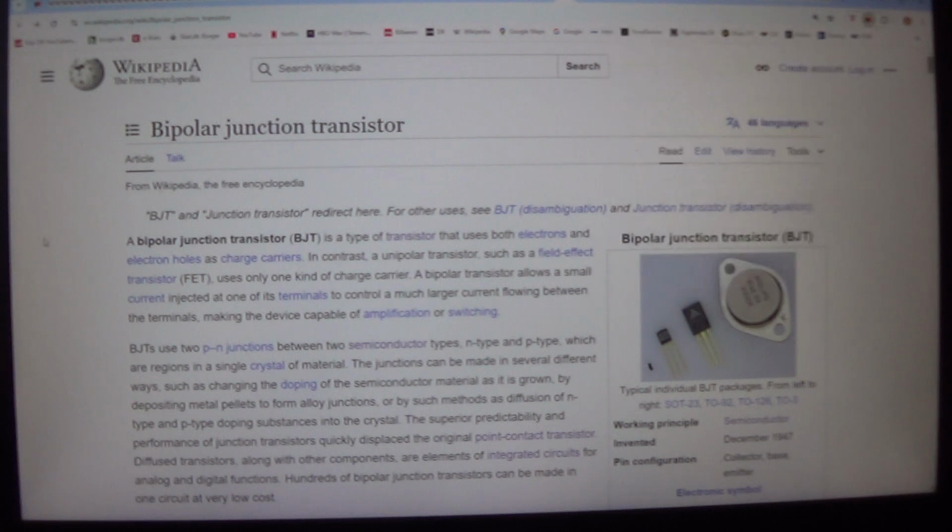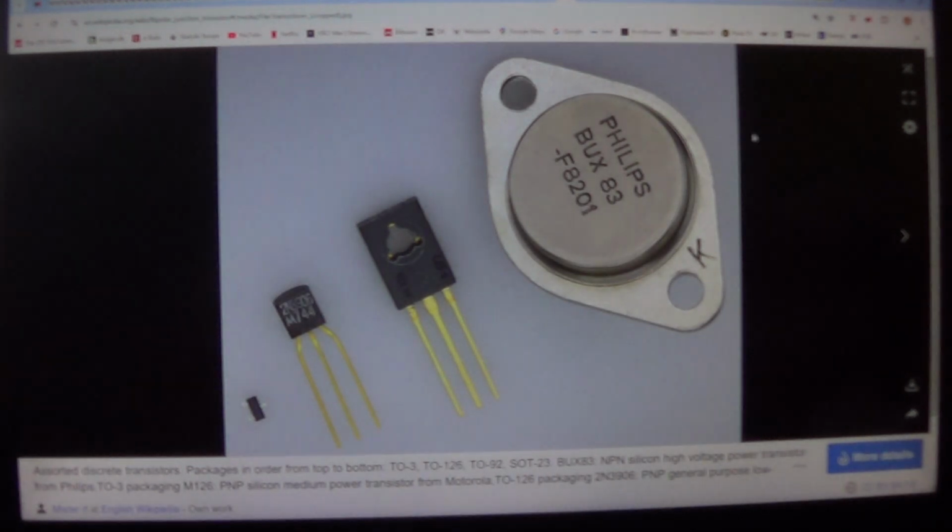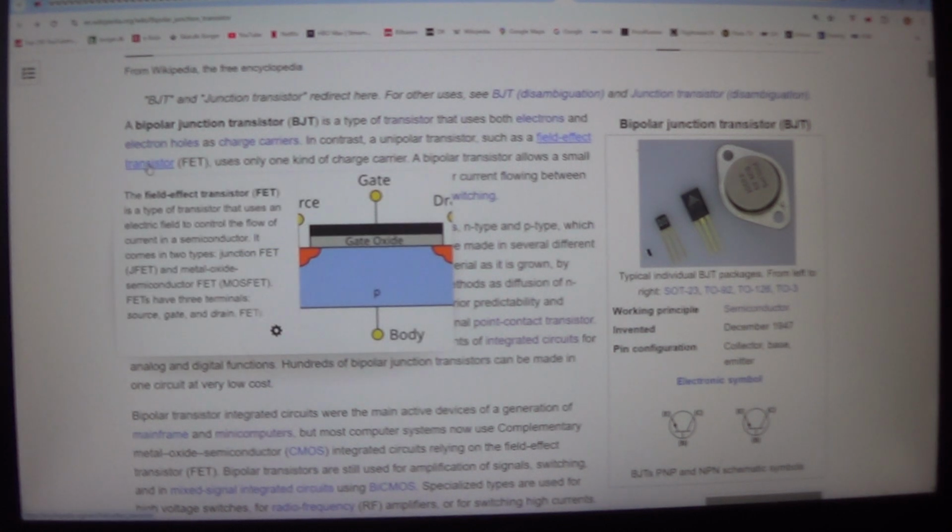Bipolar junction transistor. BJT and junction transistor redirect here. For other uses, see BJT (disambiguation) and junction transistor (disambiguation). A bipolar junction transistor, BJT, is a type of transistor that uses both electrons and electron holes as charge carriers. In contrast, a unipolar transistor, such as a field-effect transistor, FET, uses only one kind of charge carrier.